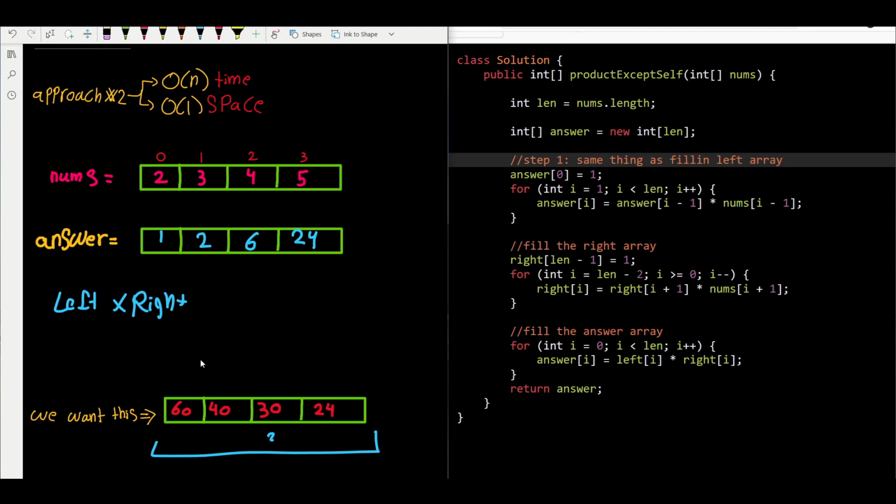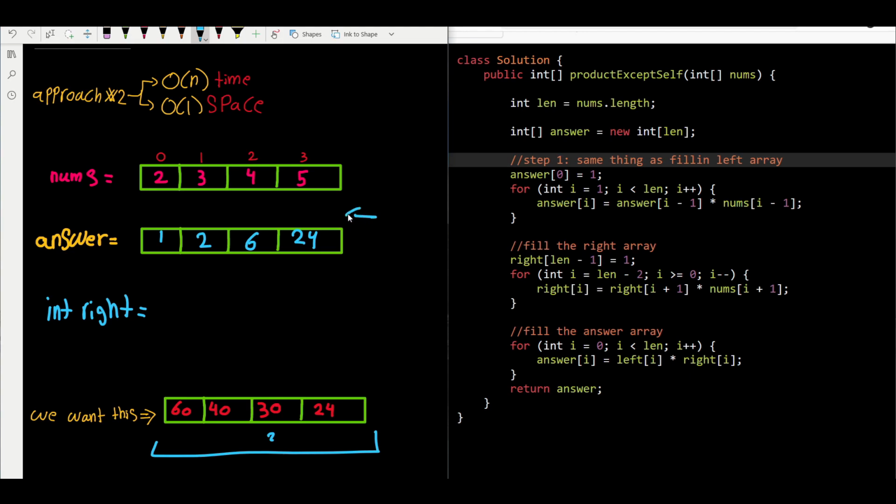We cannot make an extra array for the right section, but now we will have a variable that will hold the product of the numbers to the right of each index in nums. We will continuously update this right variable to hold the product of the elements to the right of the index in nums. Okay, so we will have a variable called right. So for instance, int right equals what? Now we said in the right array we want to start from the end, right?